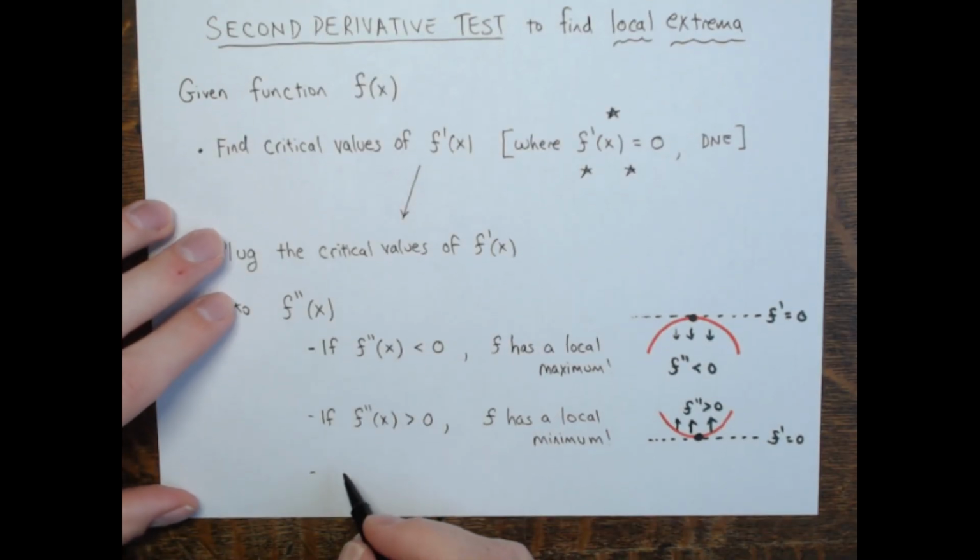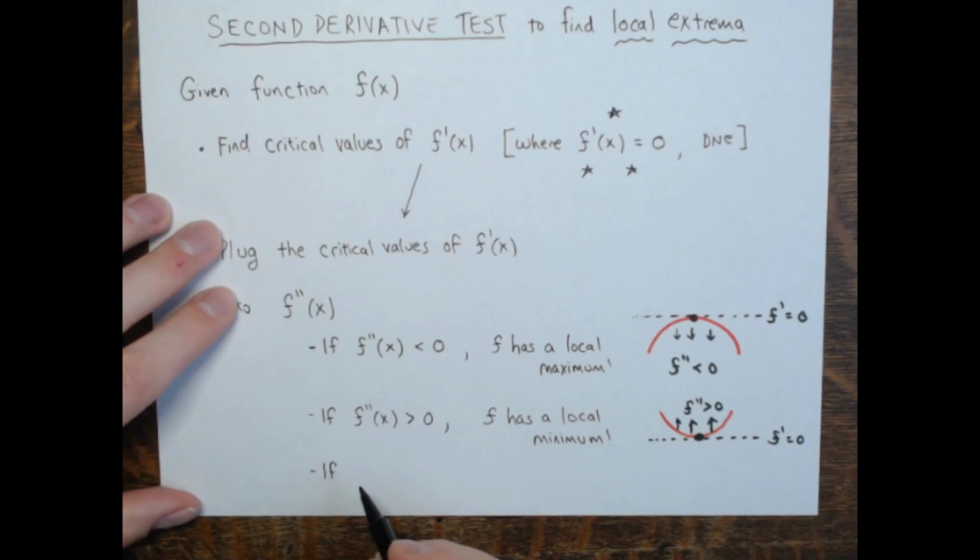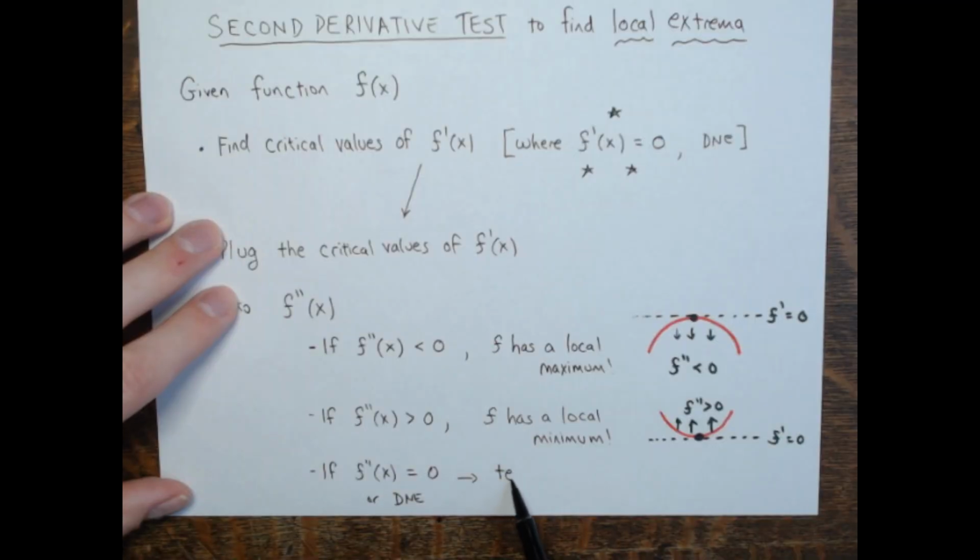Now, what if it's still 0 or undefined? So if the value of the second derivative equals 0 or, say, undefined, then the test is inconclusive. They say the test can't tell you anything.